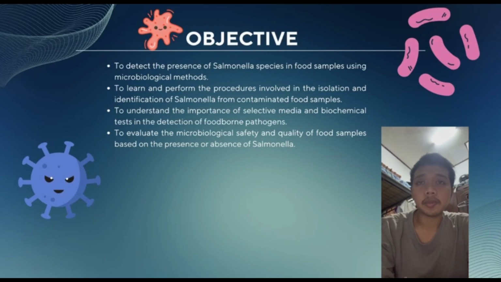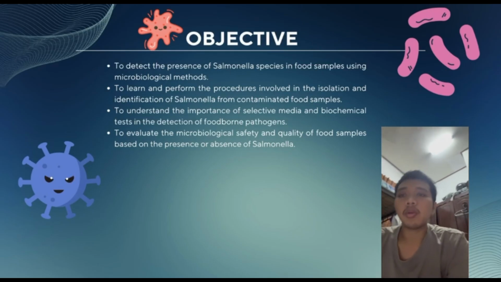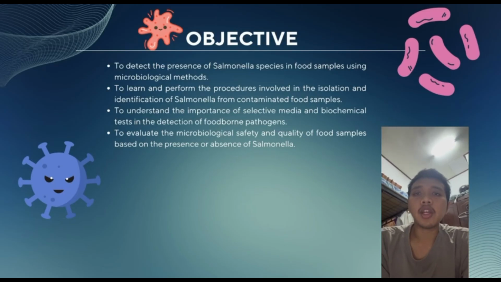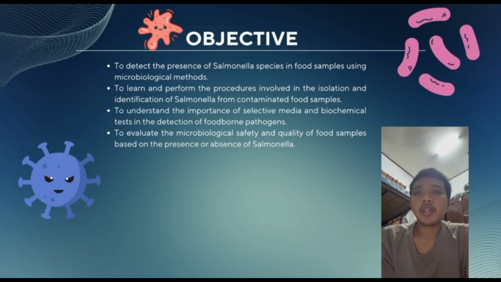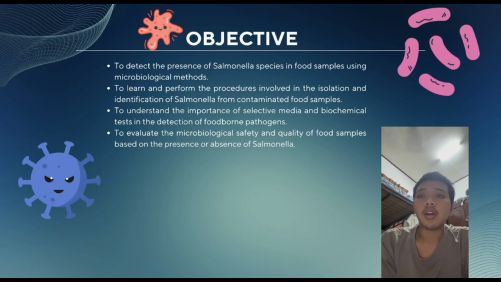Today I'm going to talk about the objectives of this experiment. The first objective is to detect the presence of Salmonella species in the food sample using microbiological methods. Next is to learn and perform the procedure involved in the isolation and identification of Salmonella from a contaminated food sample. The third is to understand the importance of selective media and biochemical tests in the detection of foodborne pathogens like Salmonella. The final one is to evaluate the microbiological safety and quality of the food sample based on the presence or absence of Salmonella.